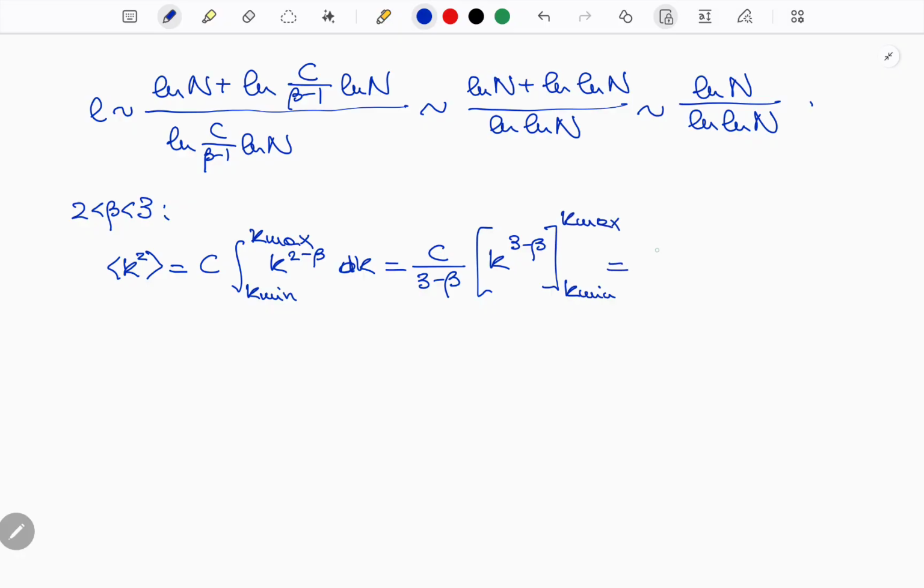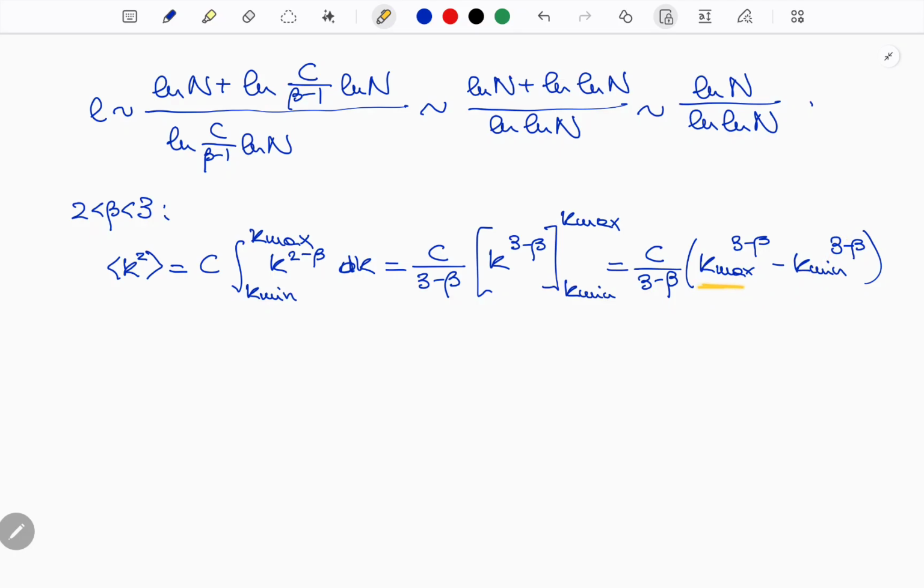which is going to be c over 3 minus beta. Remember that this is a negative number now, okay? So 3 minus beta, sorry, this is a positive number. So here I have k max to the power of 3 minus beta minus k min to the power of 3 minus beta. Again, for sizes, to see what is large and what is small, this is going to be very, very small, so I can neglect this compared to this value here, okay, and that's it.